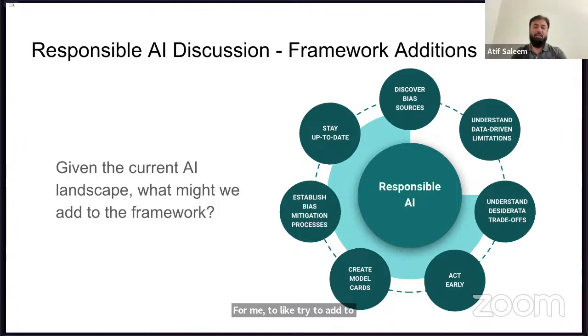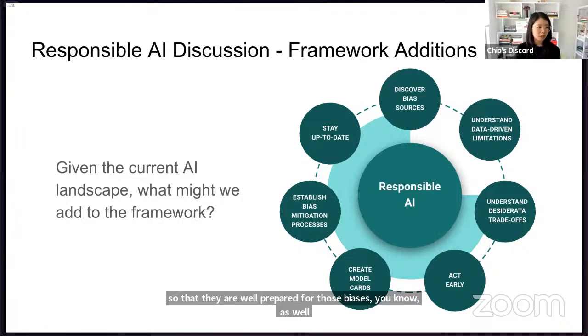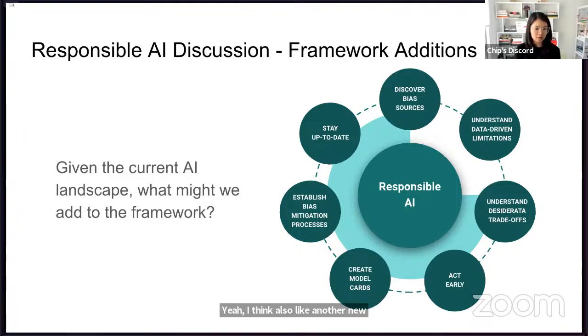Yeah, it really is good, and you can apply it to most of the models, but it doesn't mean you can apply it everywhere. So right now at this stage, is there anything we can add? Because from the time the book was published until now, is there something that we can add? For me, it was that we can share it with the community, whatever model cards and mitigation processes we have done, so that they are well prepared for those biases as well.